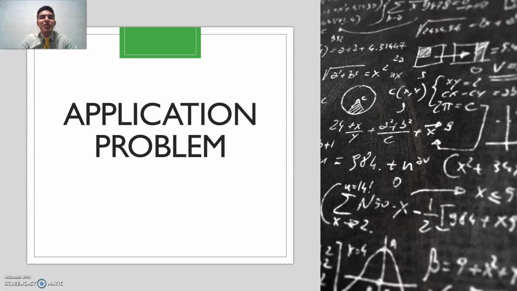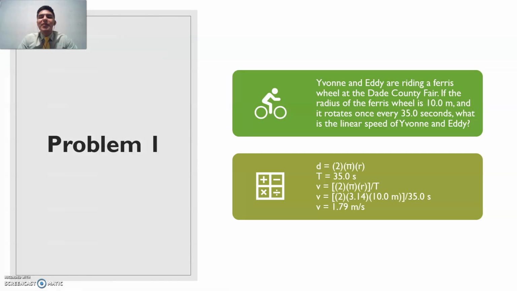Right, now we're going to go to some application problems, and just like I always tell you, make sure you keep track of all of the equations and formulas that we take a look at during the application problems, so later on you can actually use them to solve some other problems. And problem number one: Ivan and Eddie are riding a Ferris wheel at the Dade County Fair. If the radius of the Ferris wheel is 10 meters, and it rotates once every 35 seconds, what is the linear speed of Ivan and Eddie?